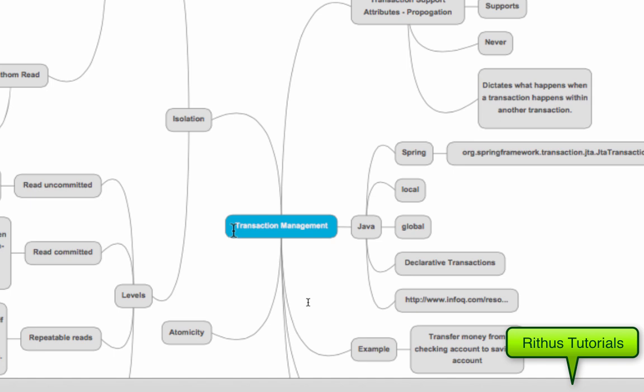In this video, we'll look at what transaction management is. We'll look at a simple example and understand what transaction management really means. There are different things that are important for a transaction. Those are called ACID properties.